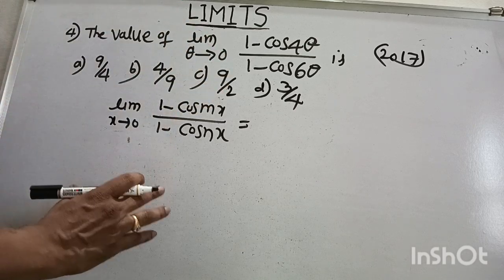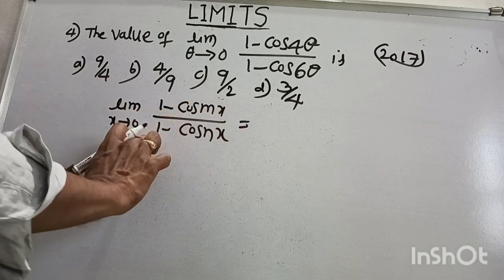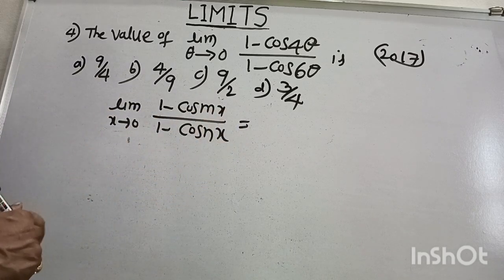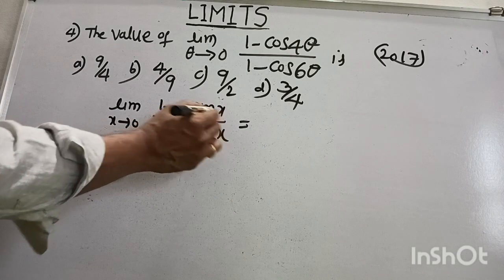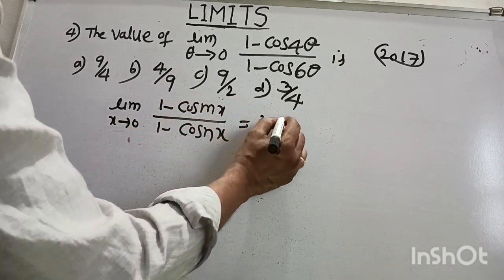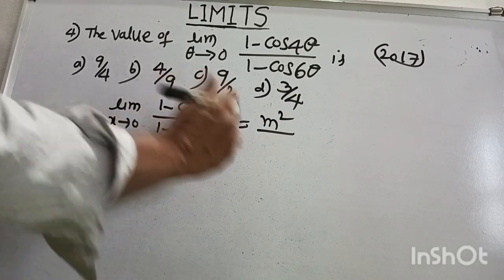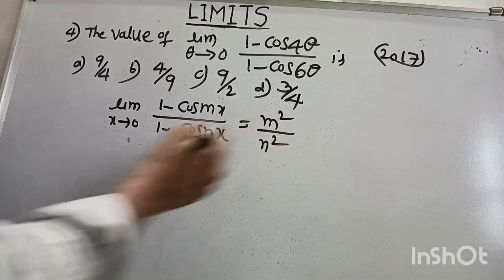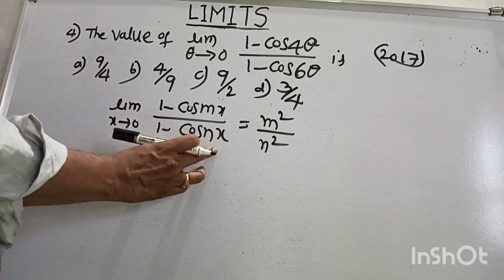If the given limit is of the form limit x tends to 0, 1 minus cos mx by 1 minus cos nx, then its value is equal to: here the coefficient of x is m, so take the square, m square, divided by the coefficient of x, which is n, so take the square, n square. So this is the answer for this type of limit.